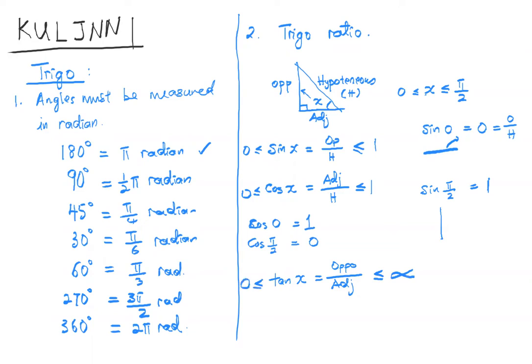And tangent is sin of an angle over cos of an angle. So tangent 0 is 0 divided by 1 equal to 0. Tangent pi by 2, which is 90 degrees, is 1 divided by 0, because cos pi by 2 is 0. So this is undefined.